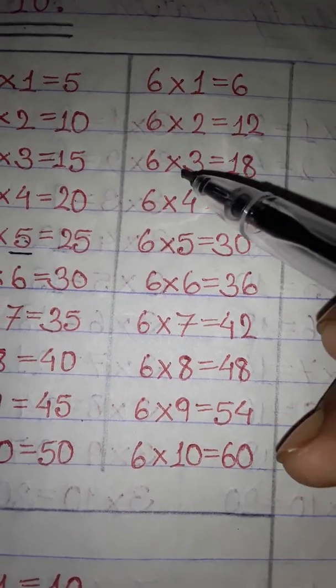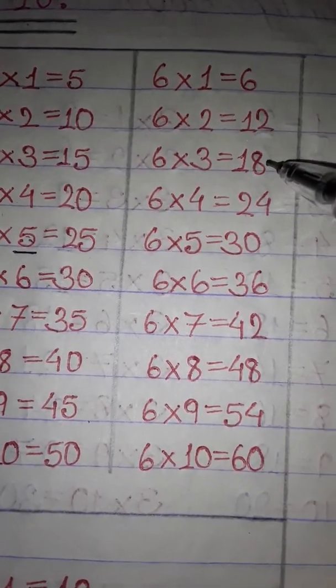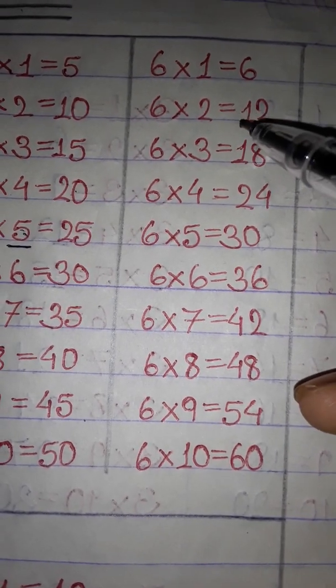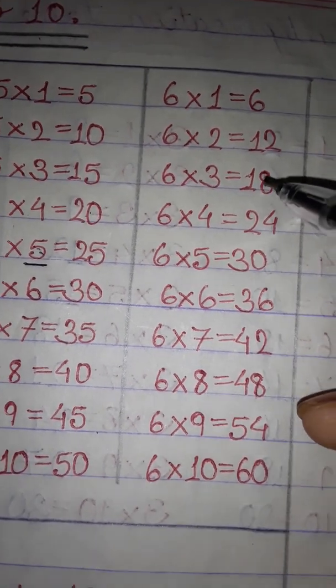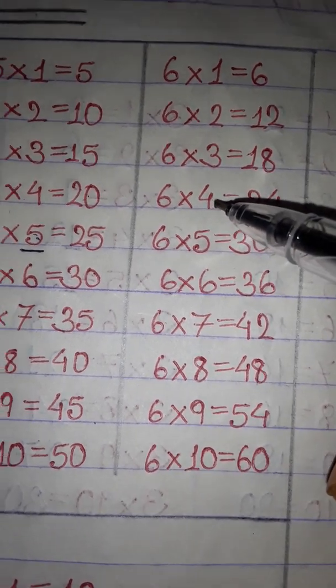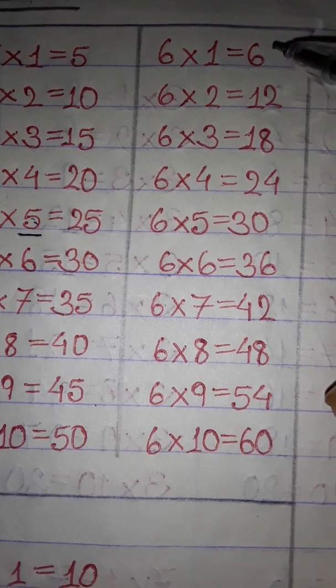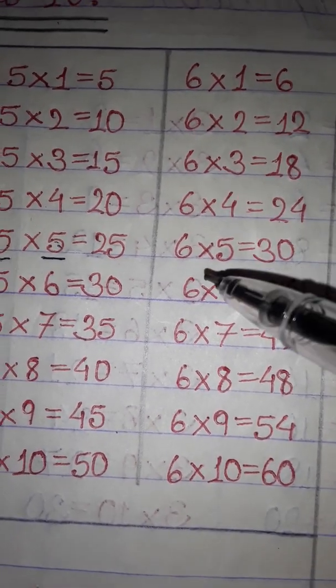So the next one is 6 into 3. For this you have to just add 12 plus 6. The answer will be 18. Now the next one is 6 into 4. The answer is 24. But how did it come? You have to just add 18 plus 6. The answer will be 24.